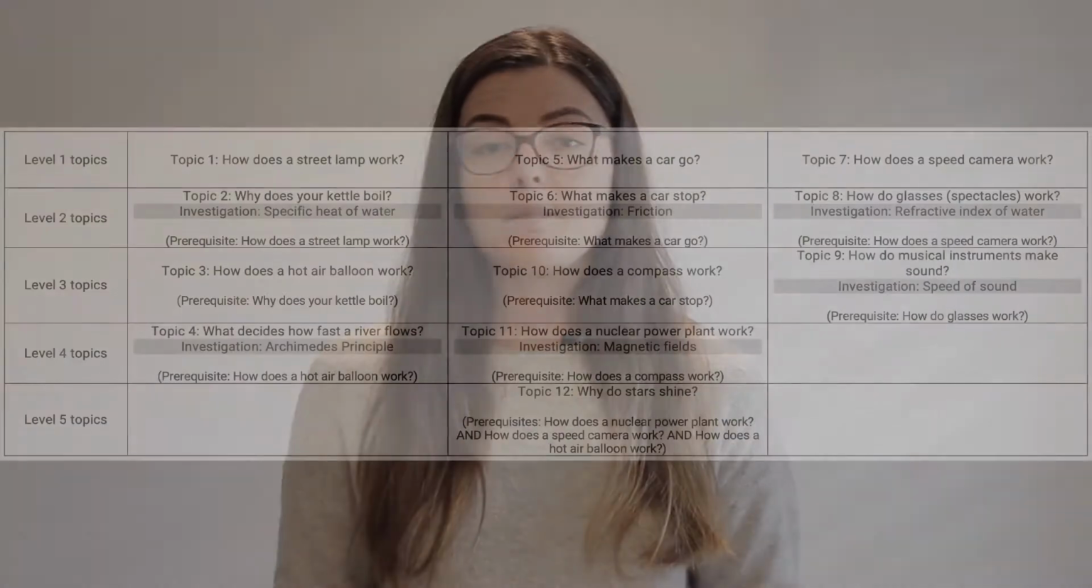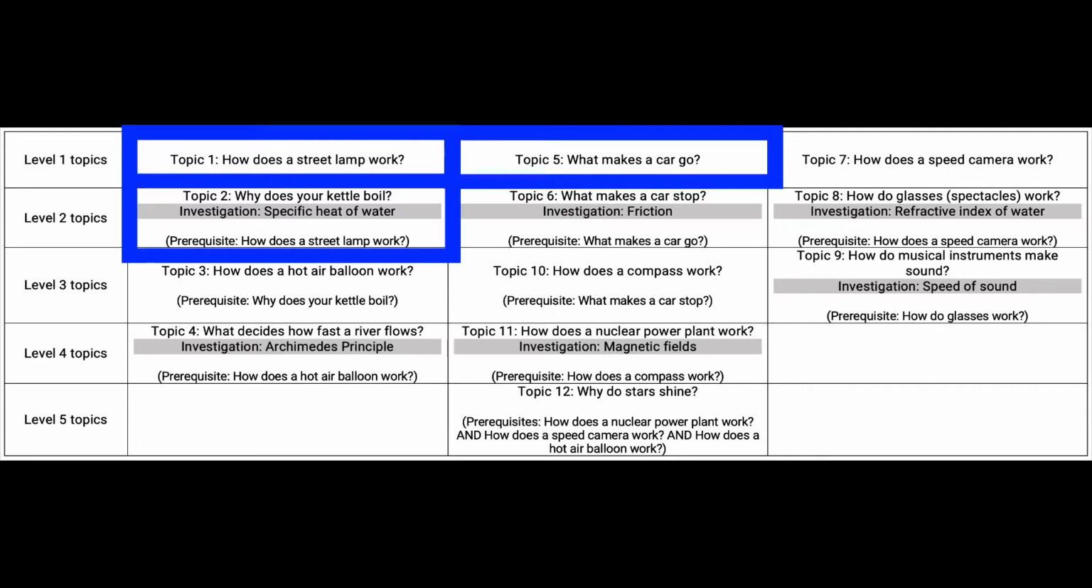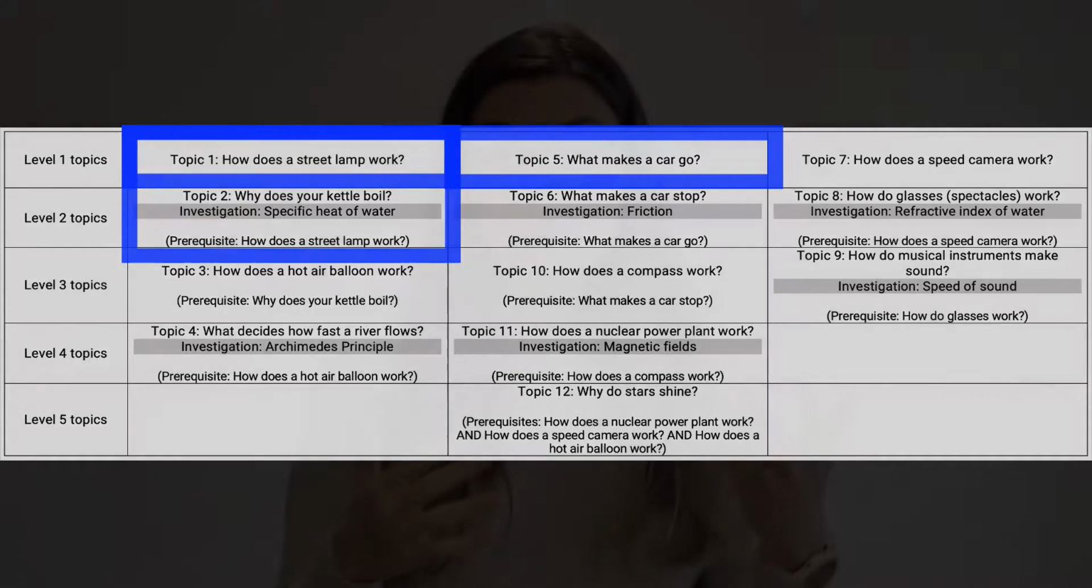So having said that though, how you complete the topics in the course is up to you. So long as you complete at least 8 topics and follow the prerequisite requirements for the topics, you can really do them in any order. So for example, you may choose to do the streetlight topic first, then the kettle topic, but then you might go back and do the what makes a car go topic. You don't have to do the next topic following on from the kettle topic if you don't want to. It's completely up to you.